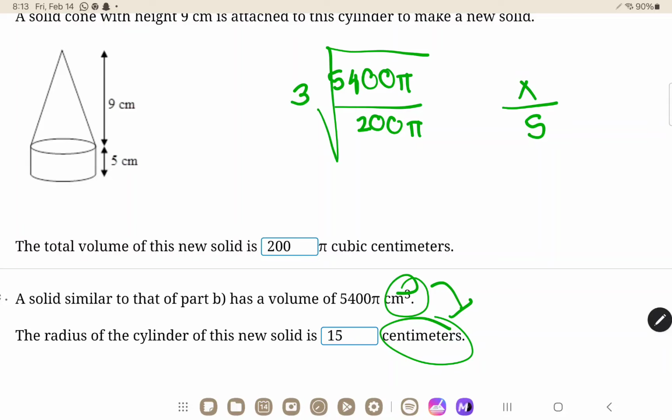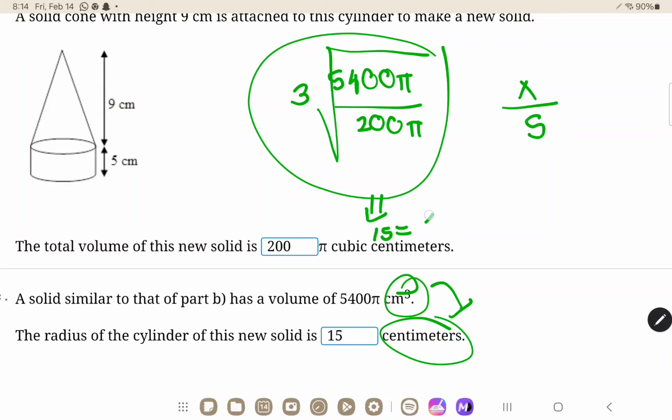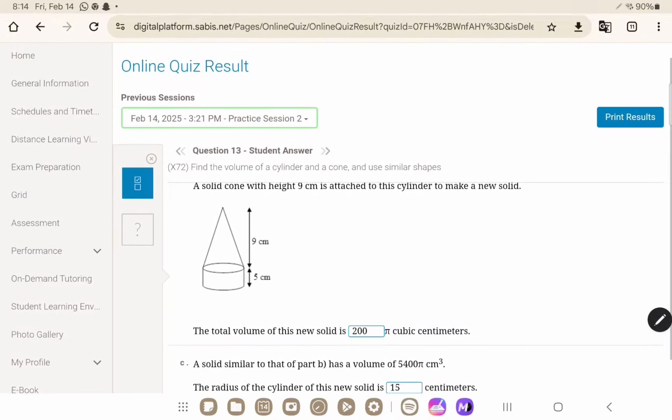Now you do this in your calculator and it's going to equal 15 equals x over 5. Wait, again, my calculations are all wrong today. It's equal to 3, which equals x over 5, making x equal 15. And that's it for this question. Now let's move on.